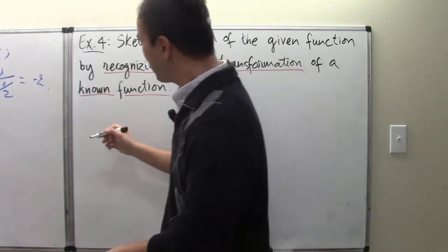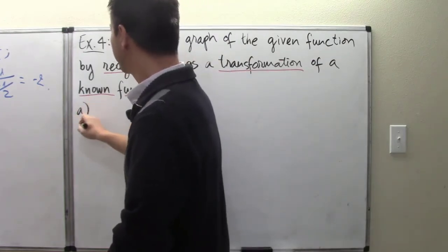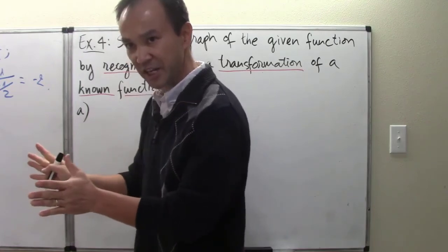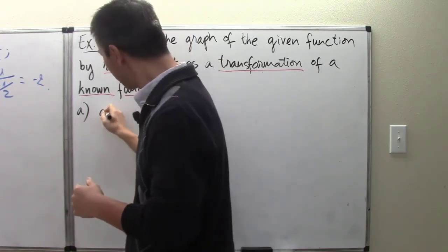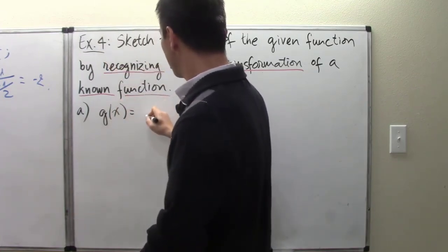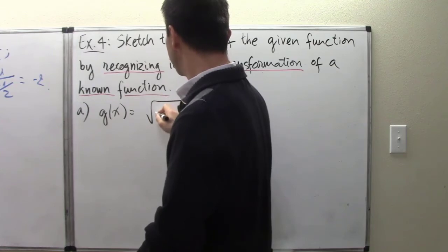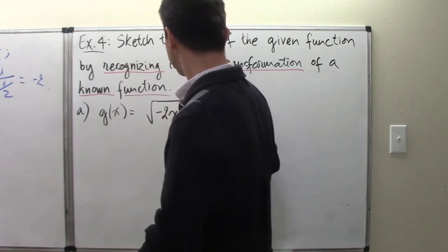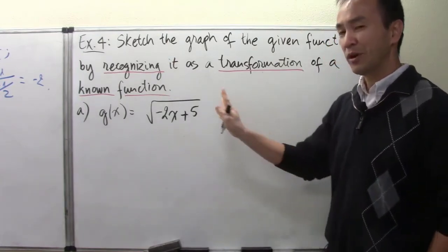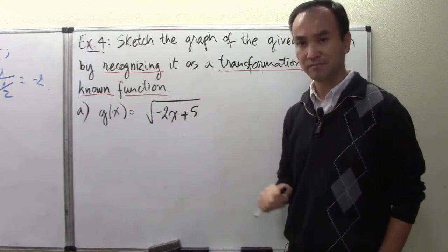So the first function I want to introduce, let's learn to sketch. Let's sketch. So I mean sketch by hand sketch version. And so now g of x here is going to be, how about square root of minus 2x plus 5. Okay, square root of minus 2x plus 5. So we want to sketch this function by hand.